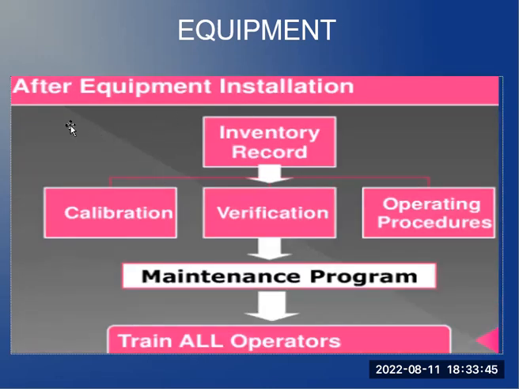So next, after equipment installation, make an inventory record. So if the machine is complete in all of its parts, especially the arms inside the machine, that none are missing. So after installation, you need to confirm it with the engineer beside you.